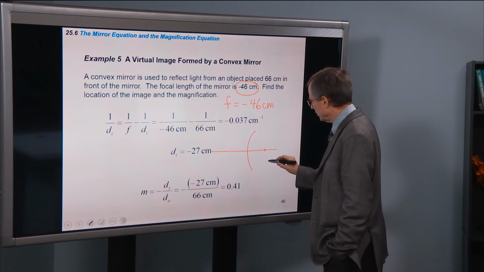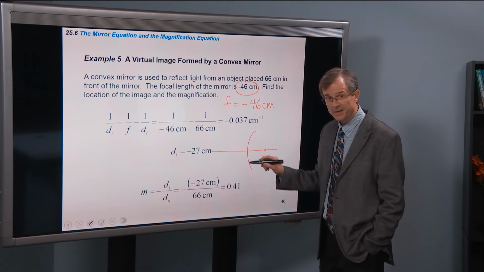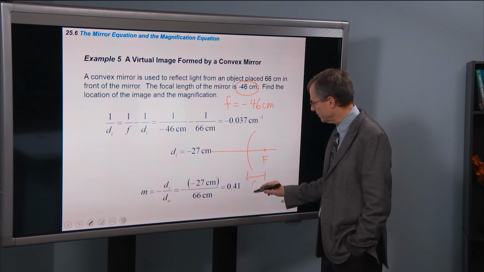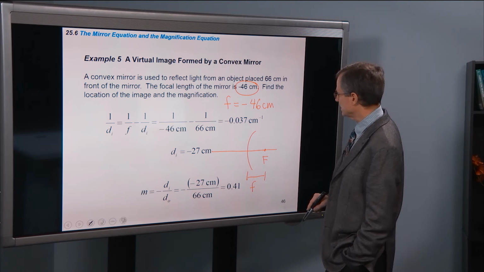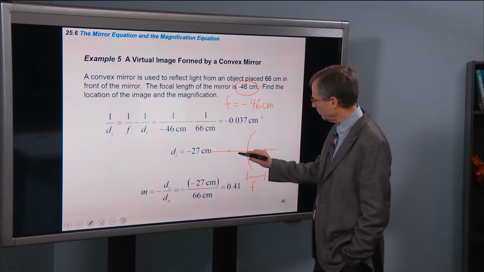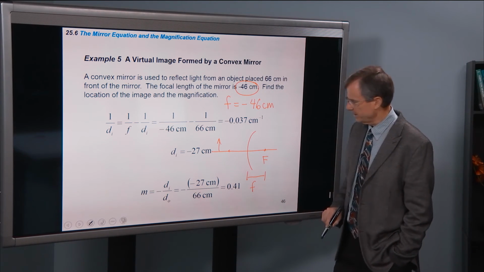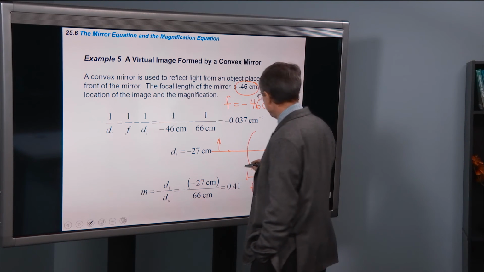So if this is the focal point, the negative of the distance between the mirror and the focal point is the focal length. And we're placing an object 66 centimeters away. So if this is the symmetric focal point here, we're actually out here a little bit further away than the focal point. 66 versus 46. So where's the image going to be?